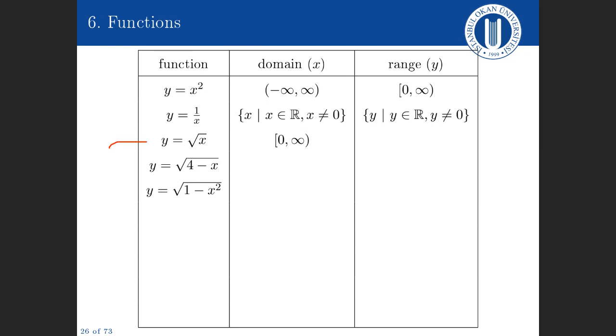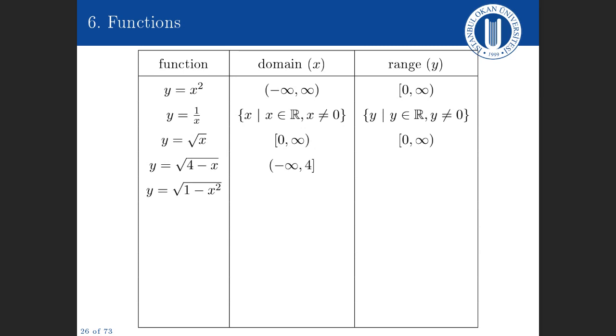Function number 3. y is equal to the square root of x. We can't take the square root of negative numbers if we're working in the real numbers. So the biggest domain that we could use would be the closed interval between 0 and infinity. If x is between 0 and infinity, then y is also going to be between 0 and infinity.